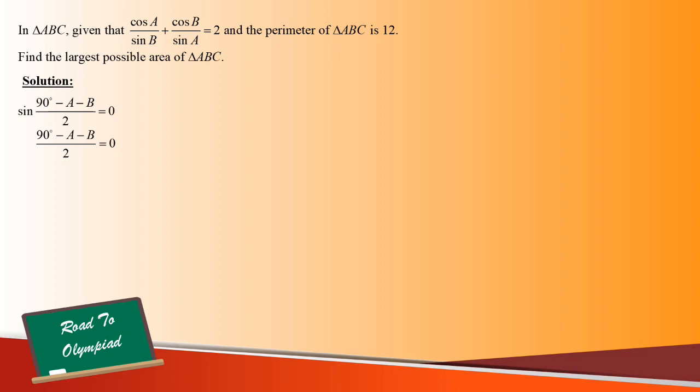Coming back to this equation, solving it will give us A plus B is equal to 90 degrees. This is to say that triangle ABC is a right angle triangle at C. And the sides A and B will be the base and the height of the triangle, and thus the area of the triangle can be calculated by using the formula half A times B. Now let's come to the perimeter.